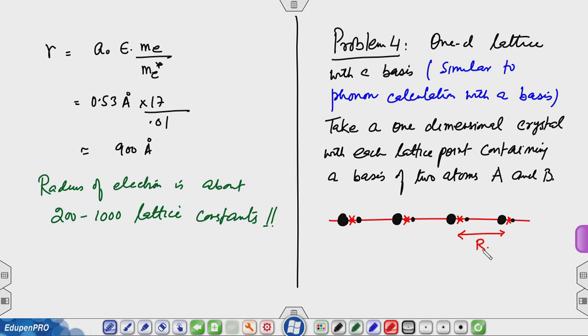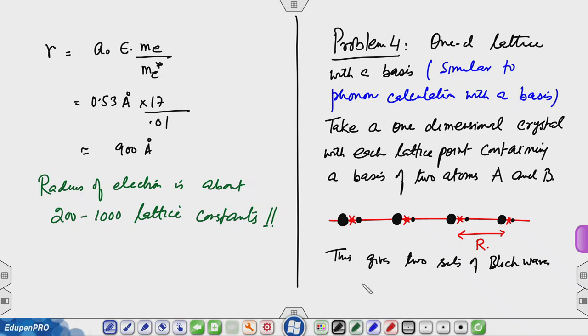So, this is very similar to having two atoms that were vibrating in calculation of phonons, and this time we will be working with corresponding wave functions. So, here is the basis with each atom having its own wave function. So, this gives two sets of Bloch waves.